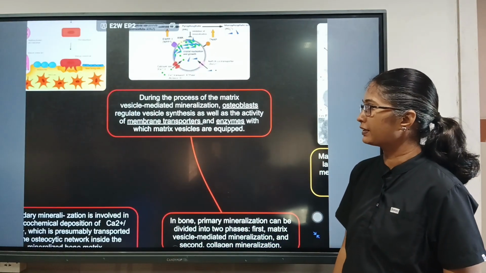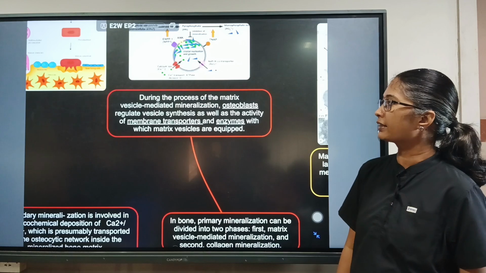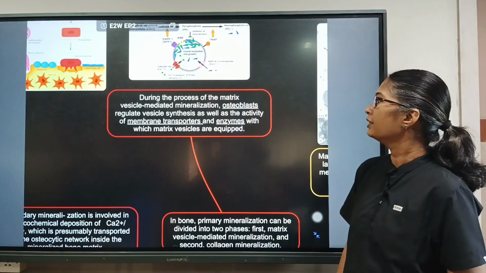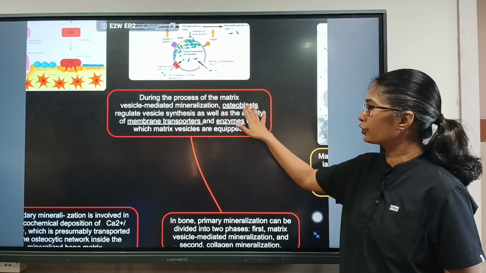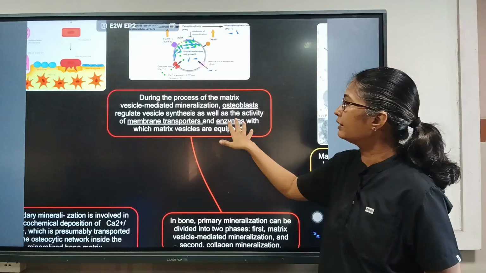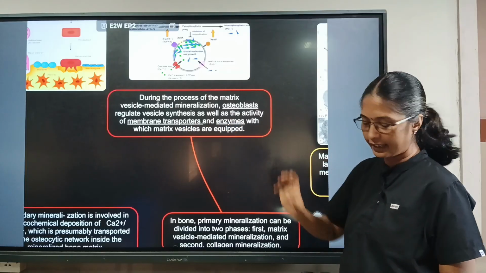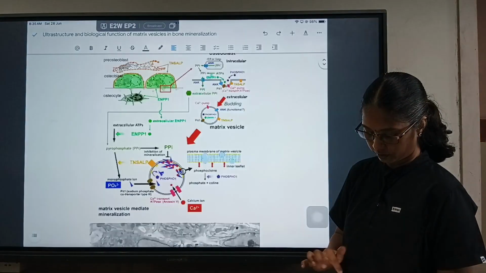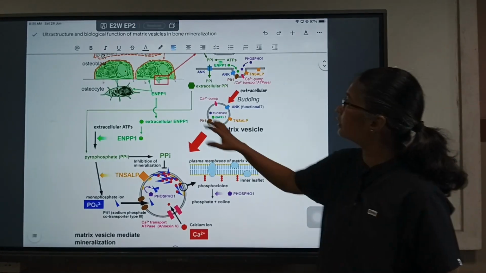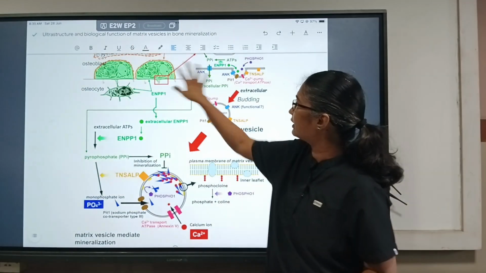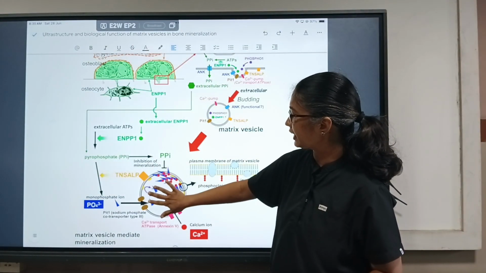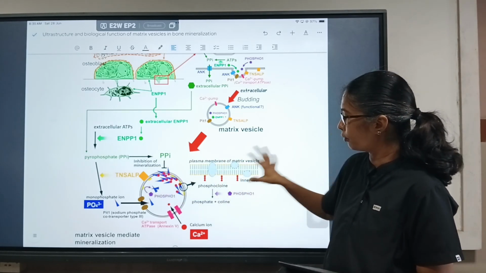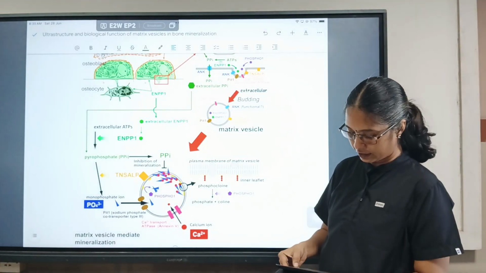During the process of matrix vesicle mediated mineralization, the osteoblasts regulate the vesicle synthesis as well as the activity of the membrane transporters and enzymes with which the matrix vesicles are equipped. So the osteoblasts produce the matrix vesicles, and the matrix vesicles have their membrane transporters and enzymes. These are the osteoblasts, and they secrete the matrix vesicles. These matrix vesicles initiate the mineralization, and then they come out into the collagen matrix, and then they form an osteoid, and then the osteoid gets further mineralized to form the mineralized bone.